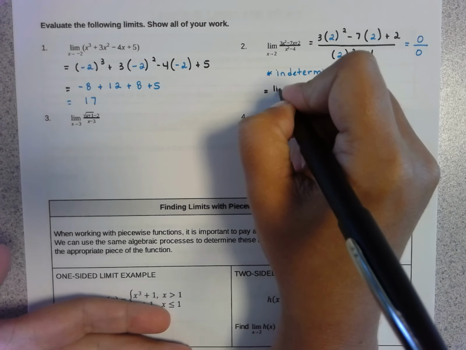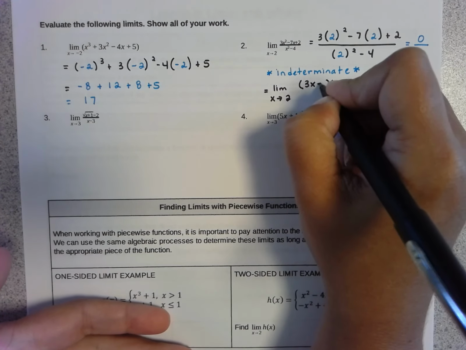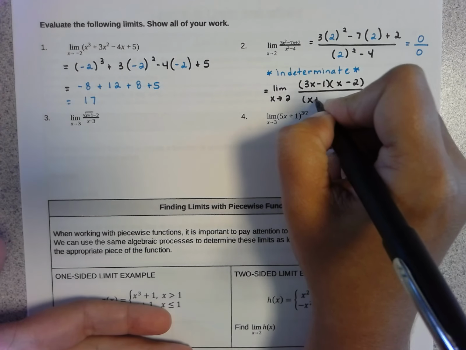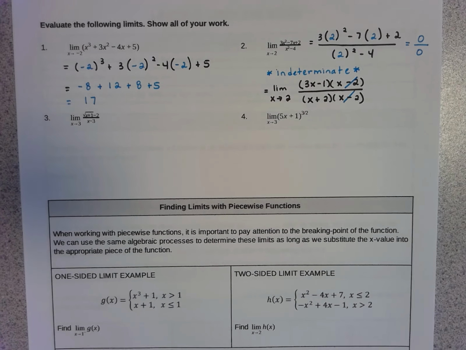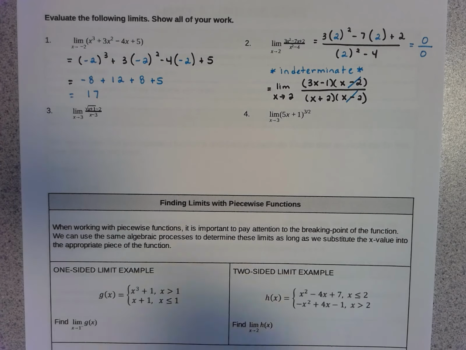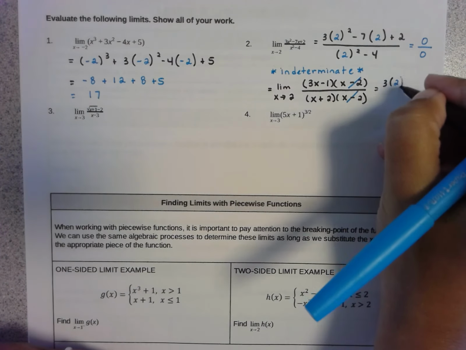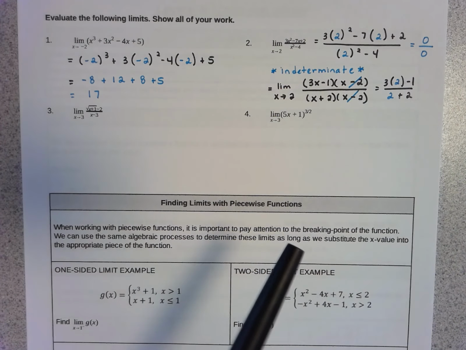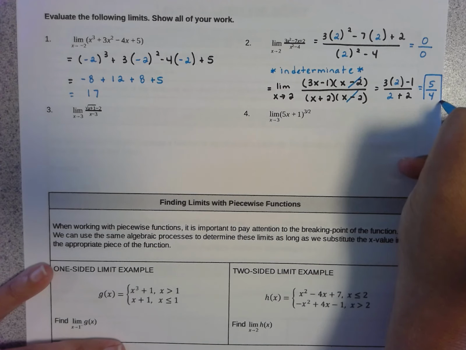So in this case, if we were to try to factor, we would have 3x minus 1 and x minus 2. On the bottom, we would have x plus 2 and x minus 2. Now, what you should notice here is that the x minus 2 cancels on both the top and the bottom. So what we can do now is substitute the number 2 into our simplified function, which means we get 3 times 2 minus 1 over 2 plus 2. Now, 3 times 2 is 6 minus 1 gives us 5, and 2 plus 2 is 4, so the true value of our limit is 5 over 4.